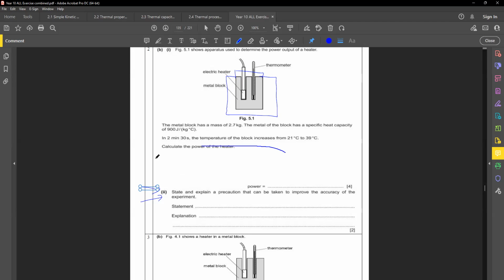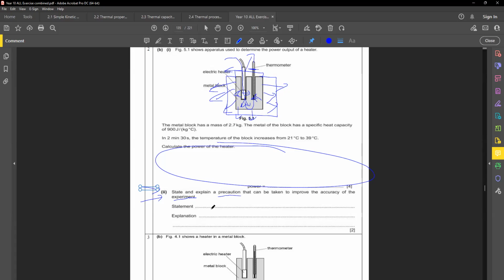Because these calculations here are all assuming that 100% of the heat from the heater goes to the thermometer reading. But in reality, we know for a fact that the heat is going to be lost, even before it reaches the thermometer, and this heat will be lost here as well, right? Because of that, usually if they ask about precautions in any heat experiments, we always add insulation.